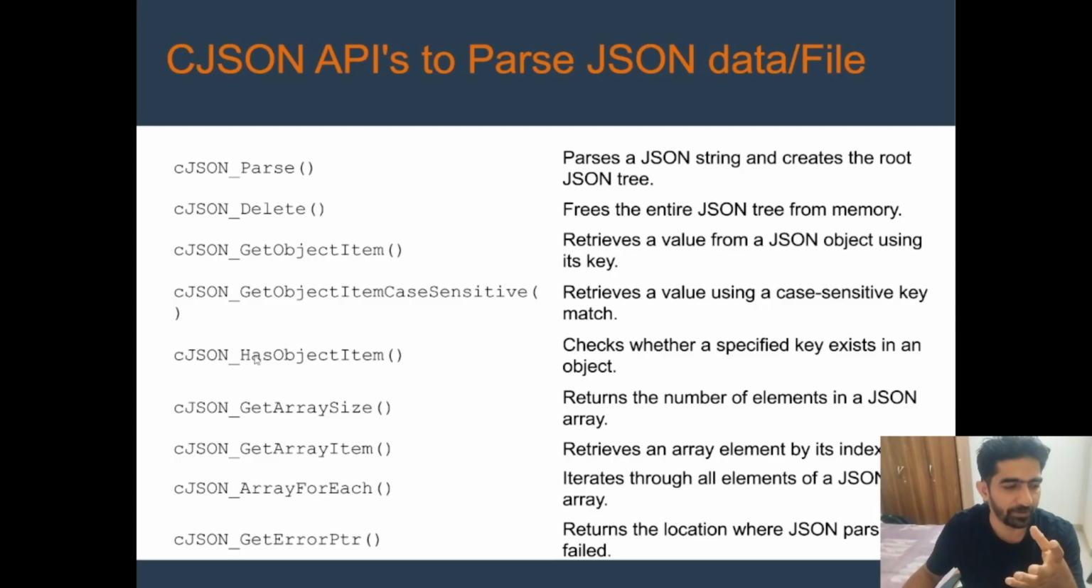cJSON_HasObjectItem. Then we have cJSON_GetArraySize, which returns the number of elements in a JSON array. And here we have cJSON_GetArrayItem, which retrieves an array element by index, starting from 0. Then we have cJSON_ArrayForEach, which iterates through all elements of the JSON array. And last, I have cJSON_GetErrorPtr, which returns the location where JSON parsing failed. We'll make use of all these APIs to parse our JSON file, that is router_config.json.